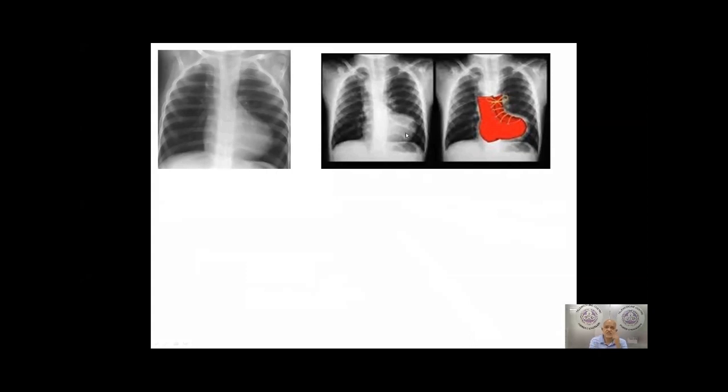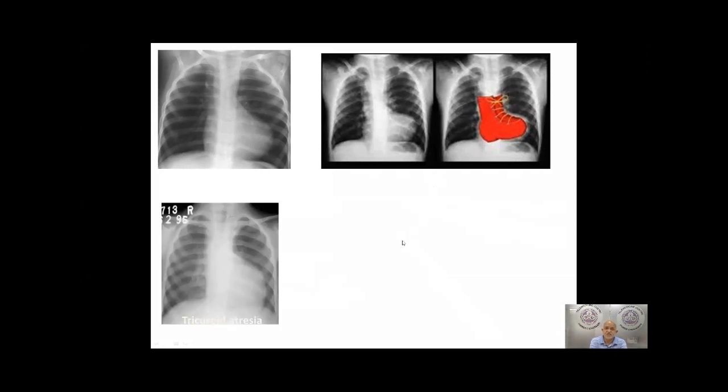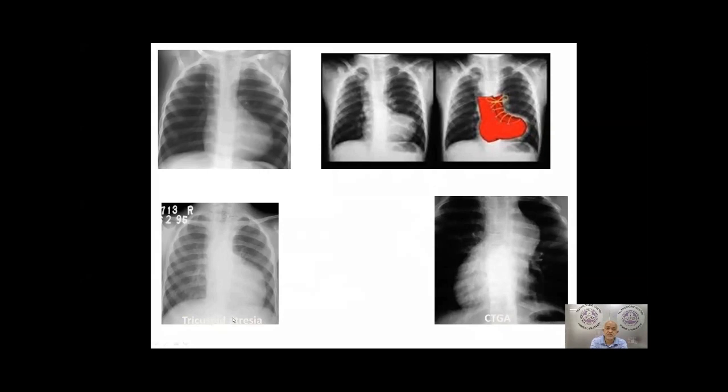So you can see this is called boot-shaped heart. Typically it is an X-ray of tetralogy of Fallot, and here you can see this X-ray is of tricuspid atresia. Among the low-flow physiologies, tricuspid atresia is there. So why tricuspid atresia? Why not this?